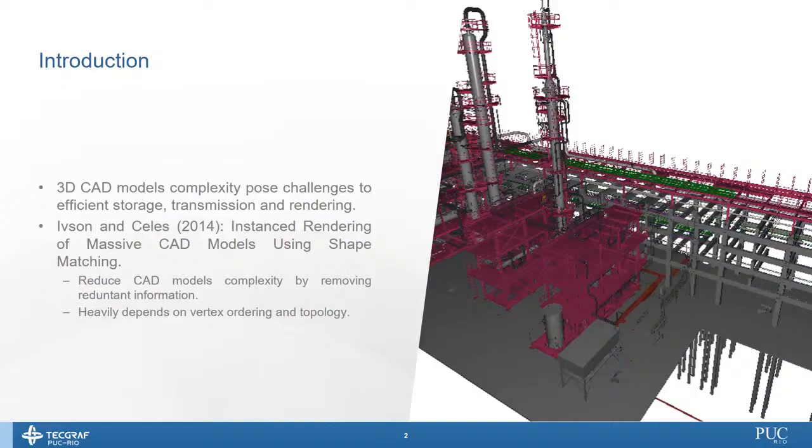Iveson and Celis remove the redundant information by identifying instances of similar meshes and computing an affine transformation between them, but their method depends on vertex ordering and surface triangulation. By removing this redundancy, we can reduce the model representation and improve handling. The question is, how to do that without depending on the mesh topology?